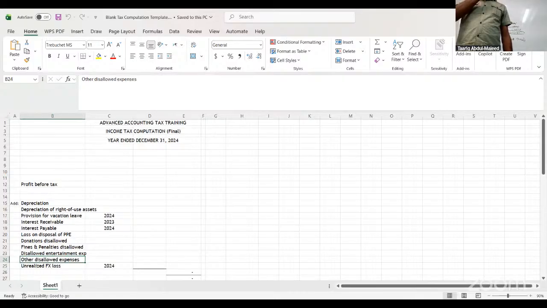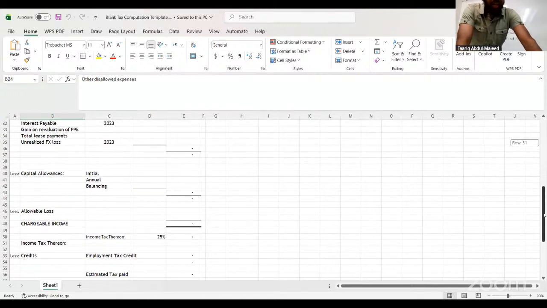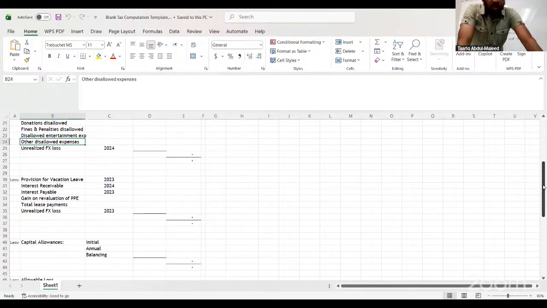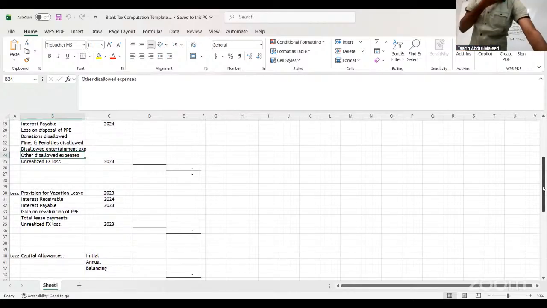That will be for this year. Everything that has to do with prior year is dealt with already, right? So this has to be current. I didn't put the year beside it, but it has to do with the current year.